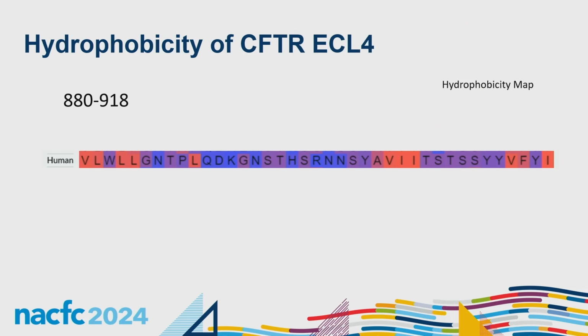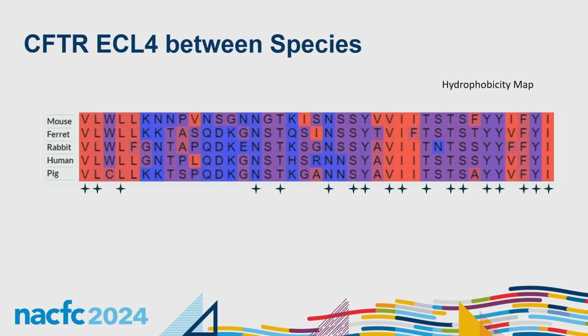So here is the ECL4 of human CFTR. As I said, it has 39 amino acids ranging from amino acid 880 to amino acid 918. And this is the hydrophobicity map. You can see that red is indicative of hydrophobic and blue is more hydrophilic. On both sides of the ECL4 it is more hydrophobic, and the middle region is more hydrophilic. It's interesting that when we compare the ECL4 between different species, this pattern actually is well conserved.